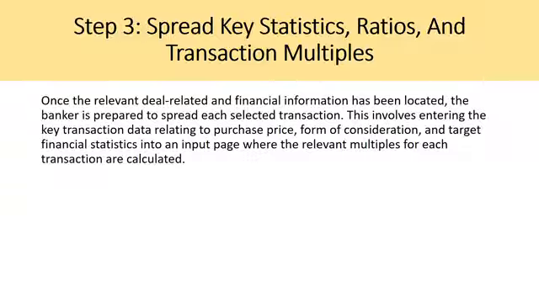Okay, so once the relevant deal-related and financial information has been located, the banker is prepared to spread each selected transaction. Spreading essentially means inputting all the financial information into the input sheets and then calculating the relevant transaction multiples. This involves entering the key transaction data relating to purchase price, form of consideration, and target financial statistics into an input page where the relevant multiples for each transaction are calculated.